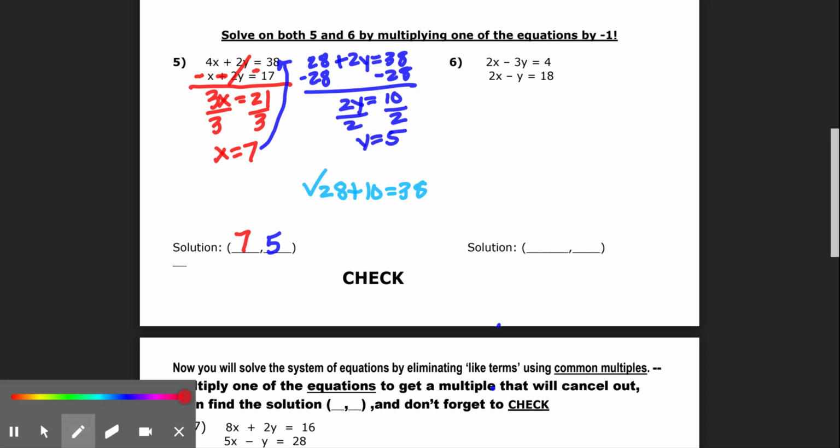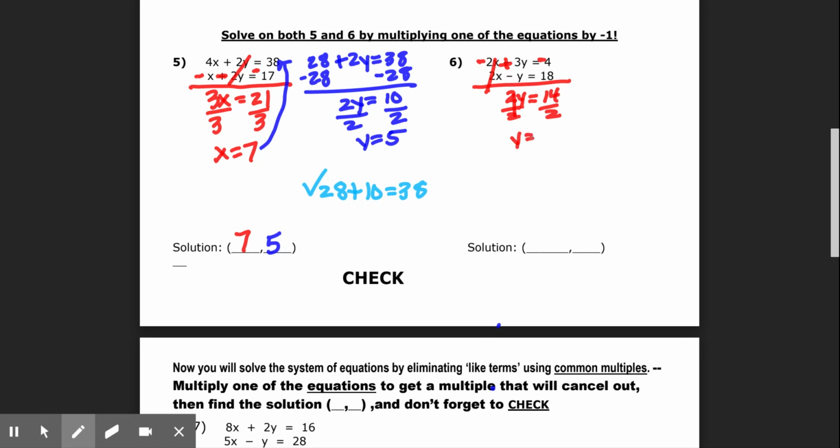All right, let's go ahead and go on to number 6. Since in problem 5, I changed the bottom equation, I'm going to change the top equation. So I'm going to change this positive 2x to a negative 2x, that negative 3y to a positive 3y, and that positive 4 to a negative 4. So the x's cancel out, so I have 3y minus y gives me 2y. And negative 4 plus 18 is 14. So I'm going to divide by 2. So y equals 7.